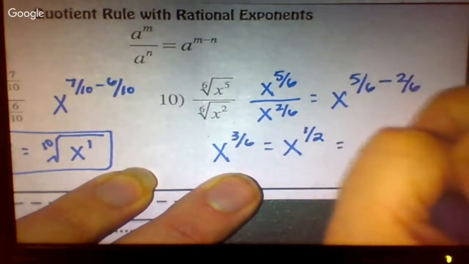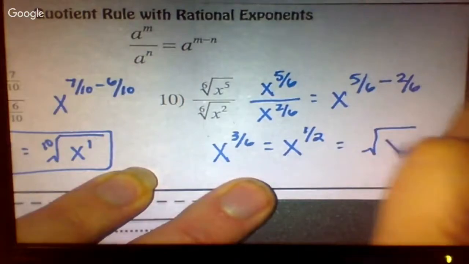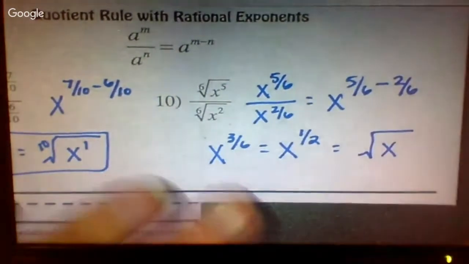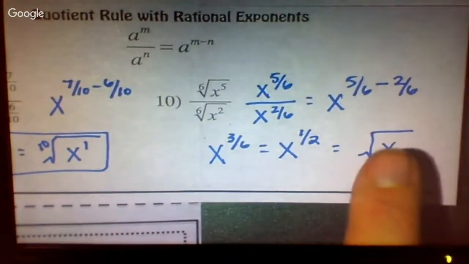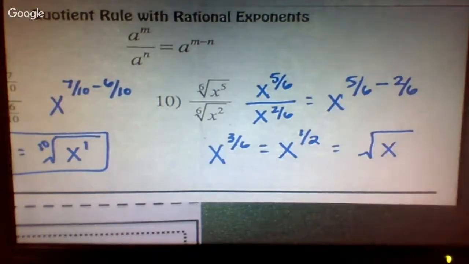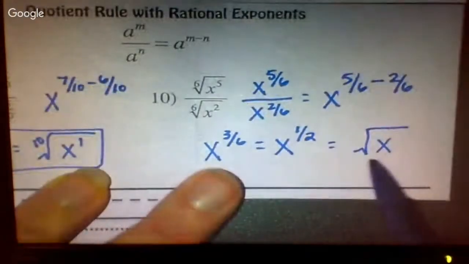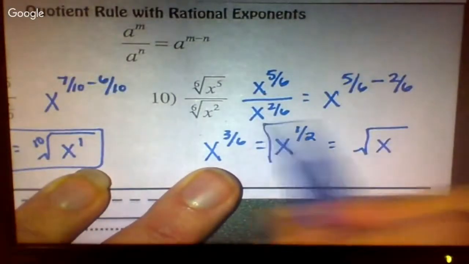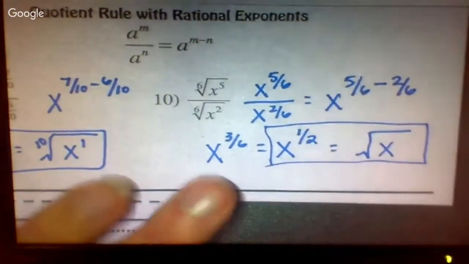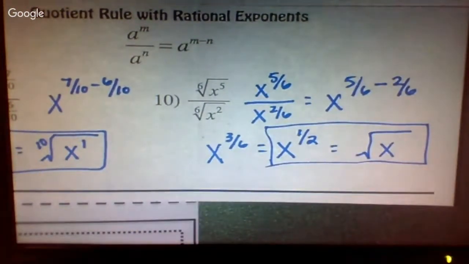And again, we can rewrite this as, okay, this is a 2 on the outside. Remember, when it is an index of 2, we don't have to write it. All we need is that square root. So x to the 1/2 literally looks like this, the square root of x. There is nothing else you need to do with it. If your exponent is a 1, you don't need to write it. And when your index is a 2, you do not need to write it.